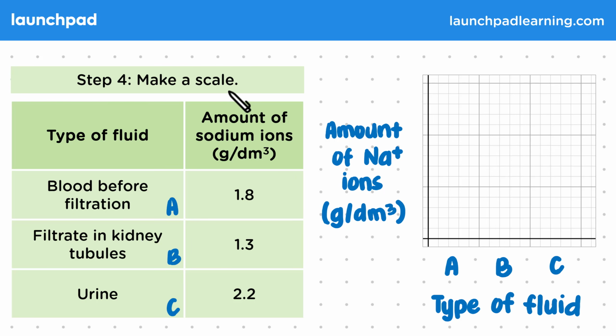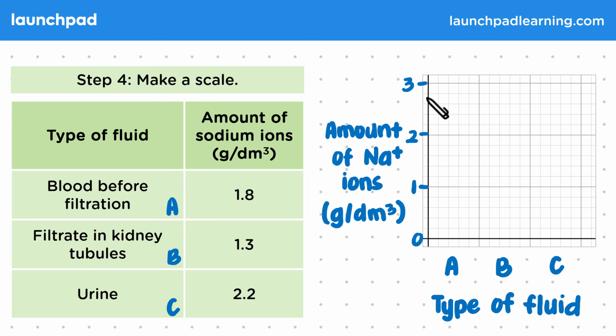Step 4, make a scale. When you're making a scale for a graph, first you need to find the highest number in the data. In this case, it's 2.2 grams per decimeter cubed. Next, you need to figure out the intervals that you're going to use. On our graph, there are 15 small squares available on the y-axis. So if we start at 0 and make every 5 squares be 1 gram per decimeter cubed, the highest plottable point will be 3 grams per decimeter cubed, which works for our data.